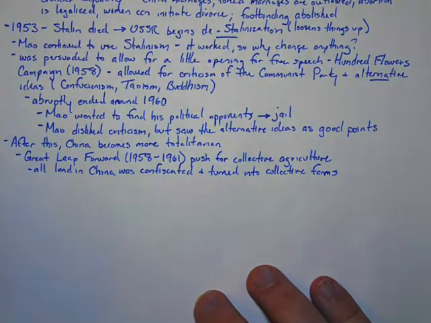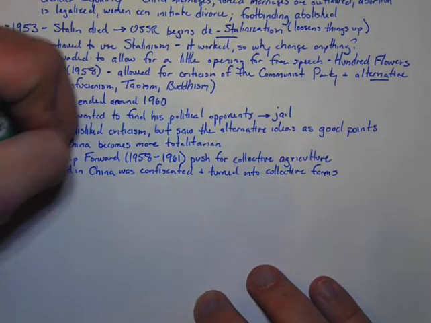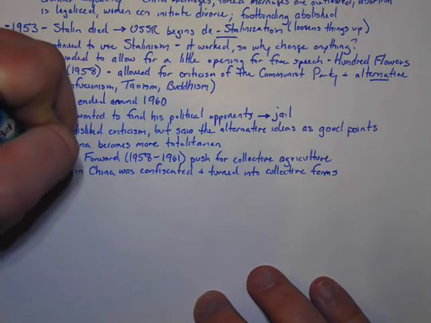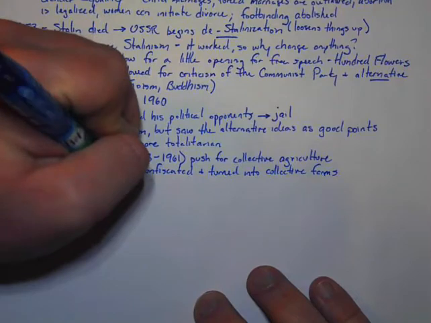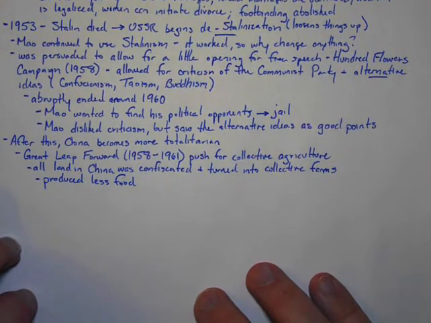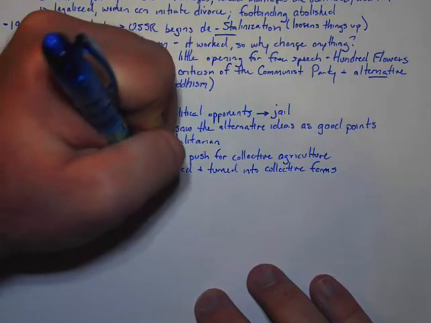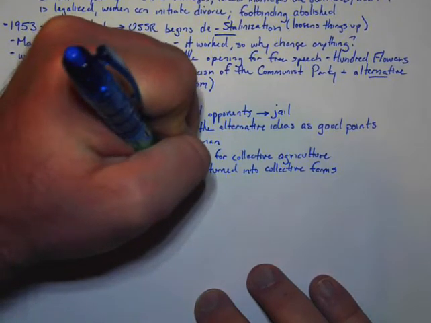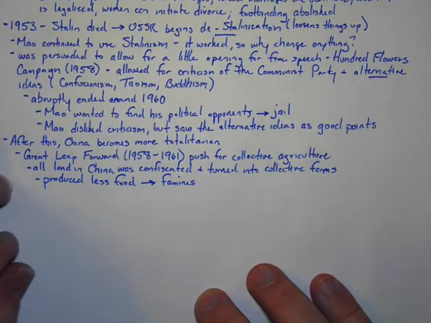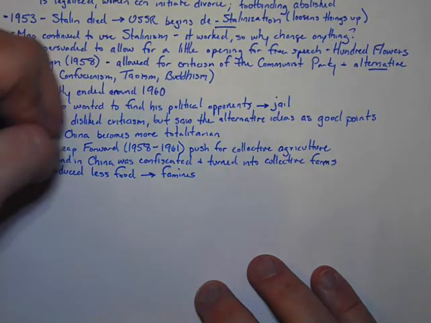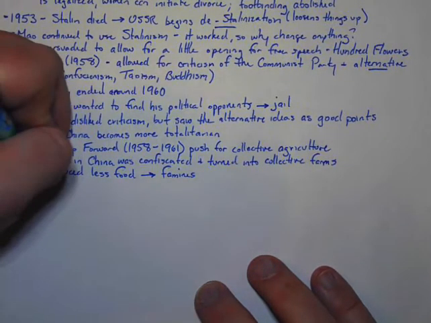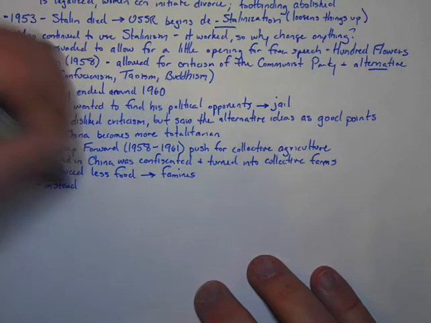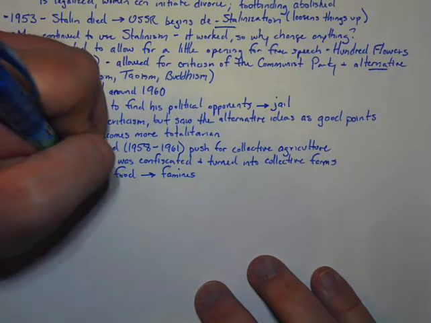This failed in the Soviet Union, and it fails here. It actually produced less food. And so there were famines, artificially produced famines. Now, instead of fixing this or ending this, Mao creates a scapegoat.